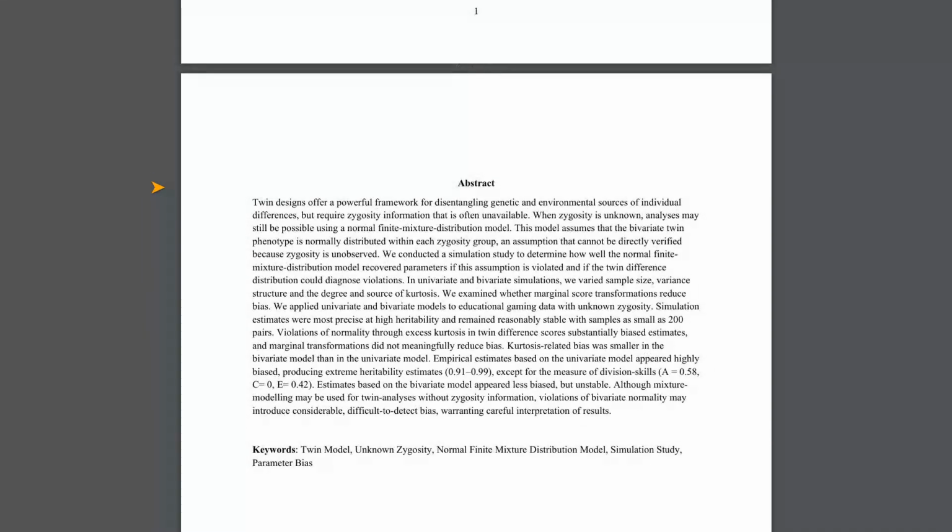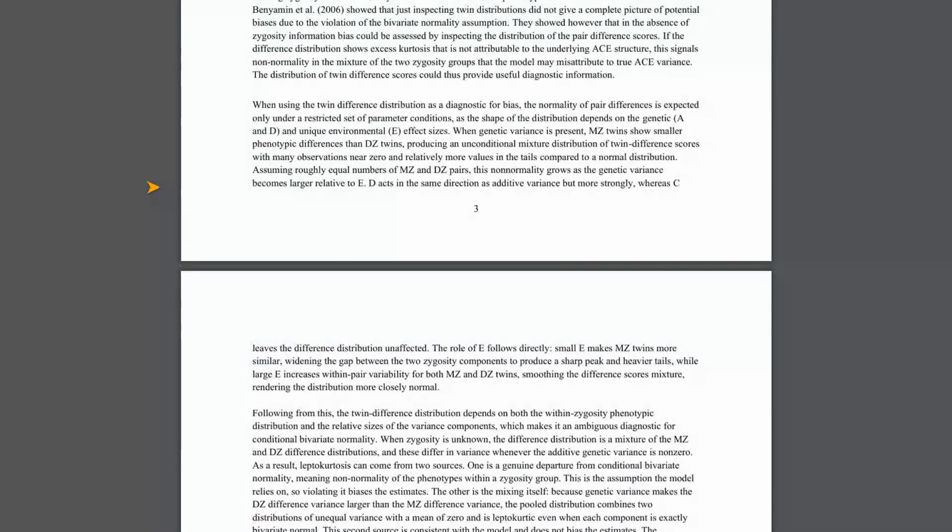But they found a really interesting problem with using the twin differences as a diagnostic. Because you don't know zygosity, the difference scores are a mix of identical twin differences and fraternal twin differences. And even if the scores within each group are perfectly normal, the combined mix of differences can look not normal. Specifically, it can look leptokurtic, which just means it has more extreme values or fatter tails than a normal distribution. This happens naturally if there are any genetic influences at all. So, seeing a not normal difference distribution doesn't automatically mean the model's core assumption is broken.